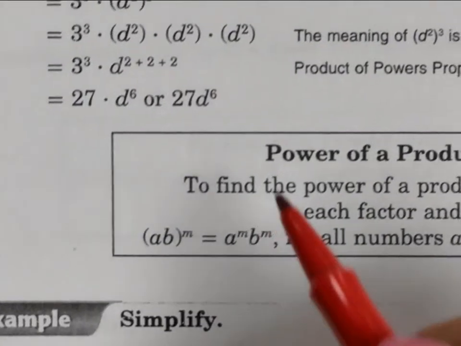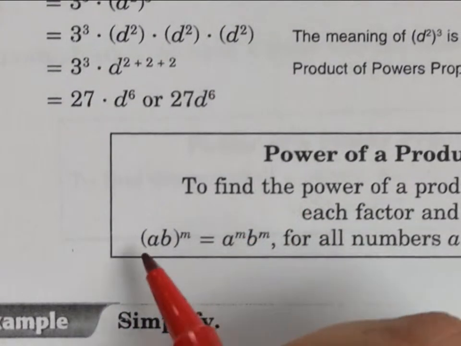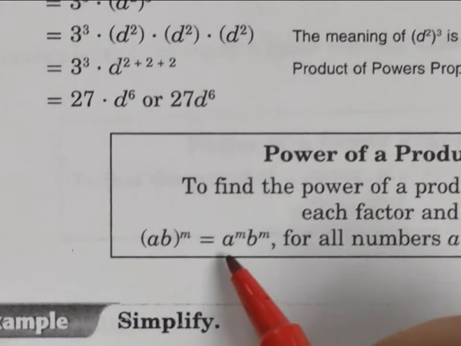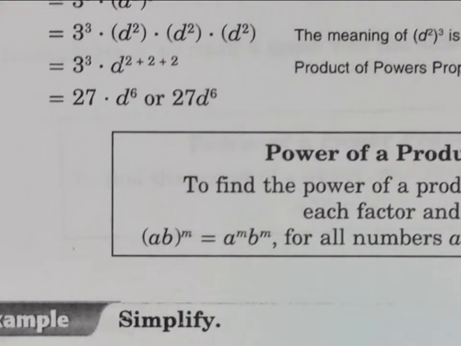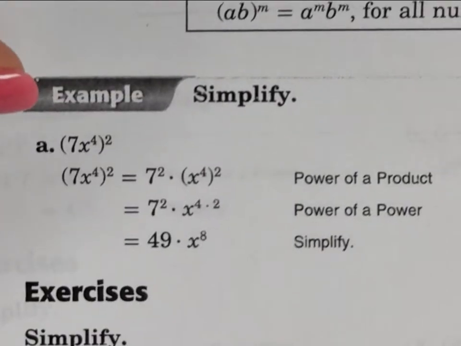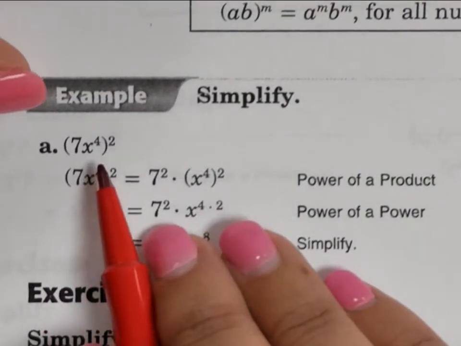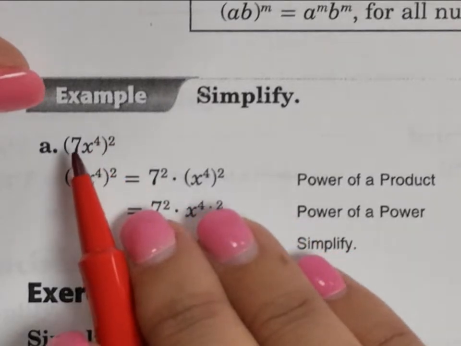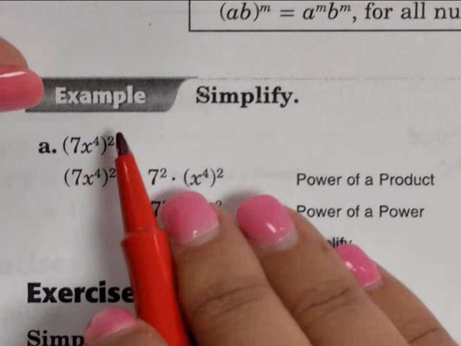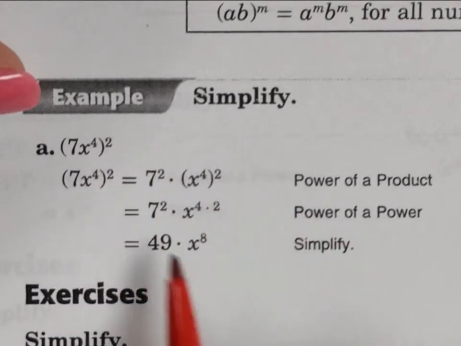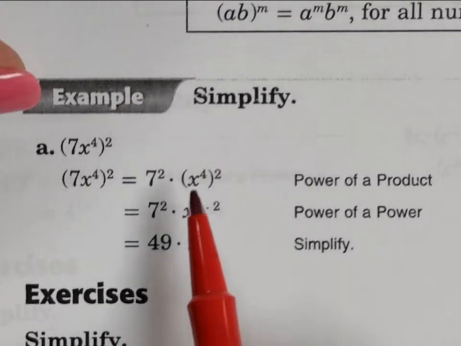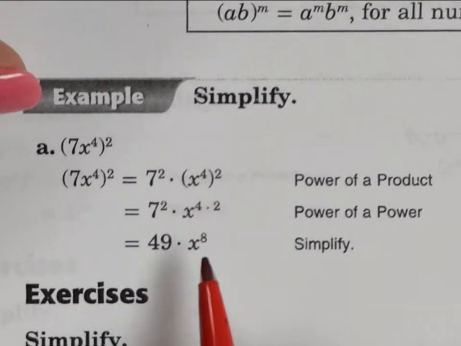So right here in our box again, it breaks it down for us. A times b raised to the m. That's going to break apart as a to the m, b to the m. Okay. So if you look at example A, 7x to the 4th squared, I'm going to pull this 7 apart. I'm going to have 7 squared, and then I'm going to have x to the 4th squared. And then just simplify those together. So 7 squared gives me 49. X to the 4th squared gives me x to the 8th.